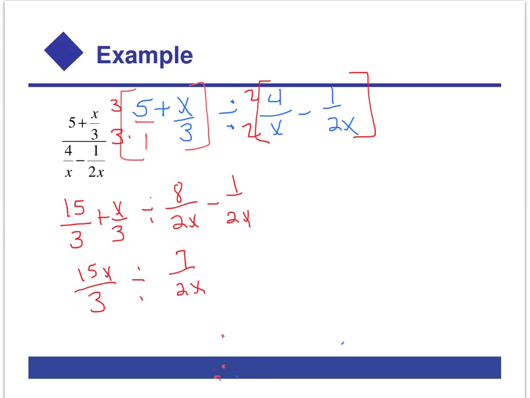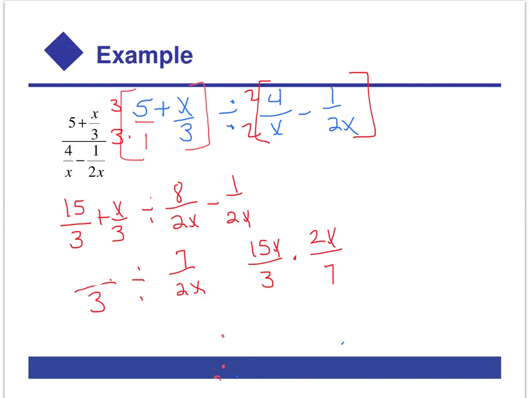So now we're going to do the keep, the change, and then the flip, and see if there's anything that we can cancel out of there. I don't see anything that we can cancel out of that. Oh, I did make a mistake. It's not 15x, it's 15 plus x. Let me rewrite this real quick, because that does make a difference.